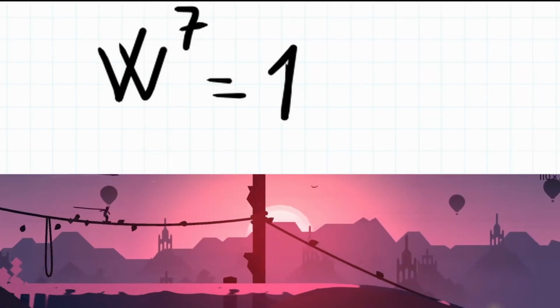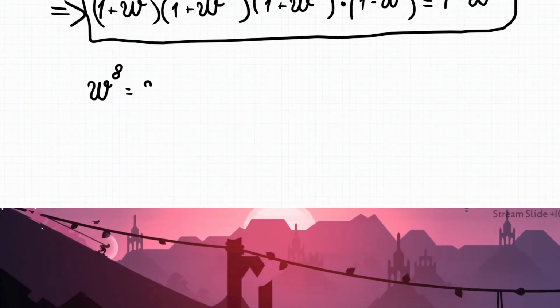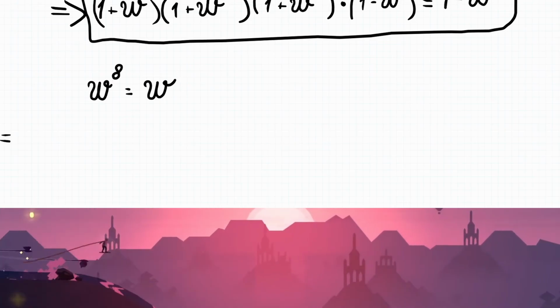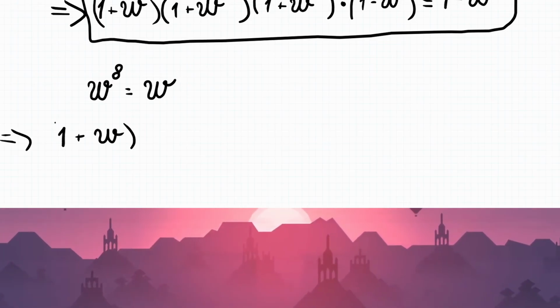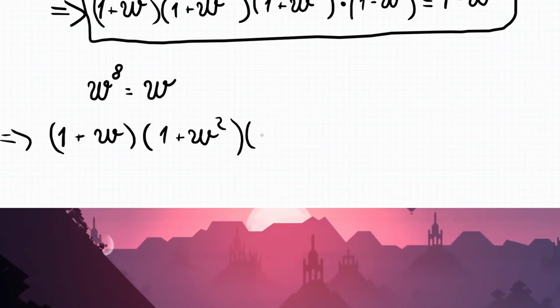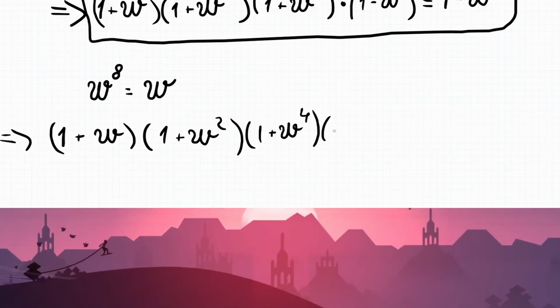Now we finally use the condition from the problem. Since w to the 7th equals 1, w to the 8th is just w. That means our entire equation is now 1 minus w times the original product equals 1 minus w.